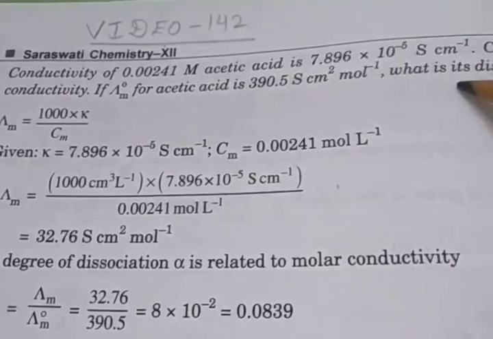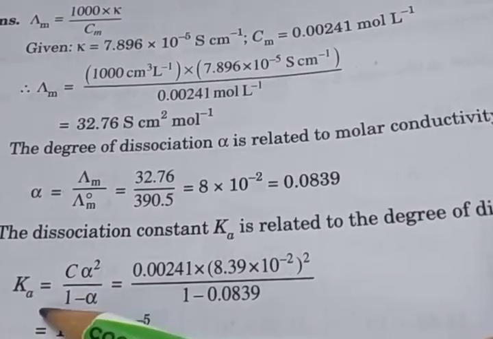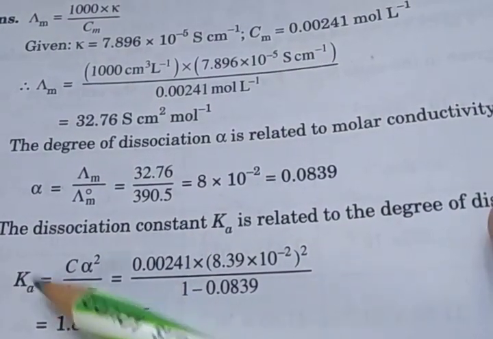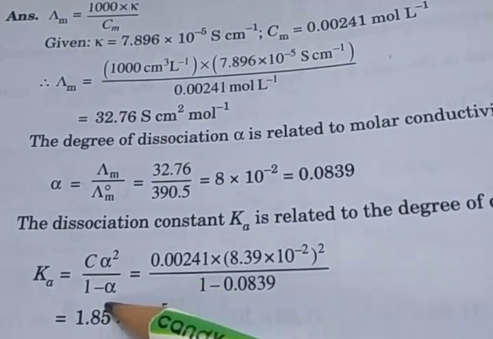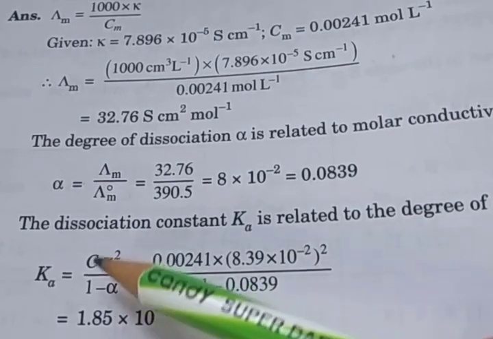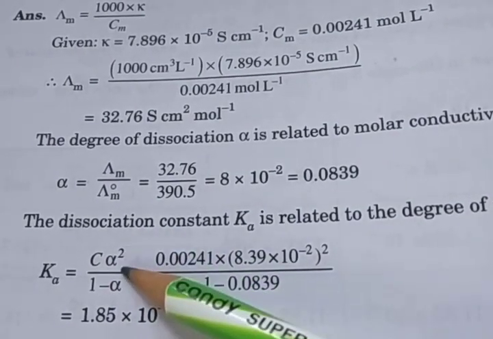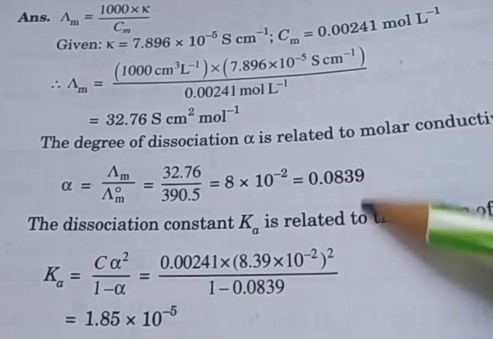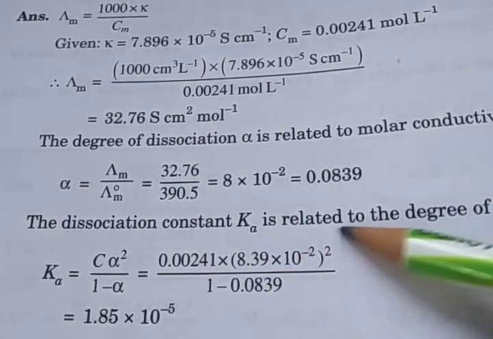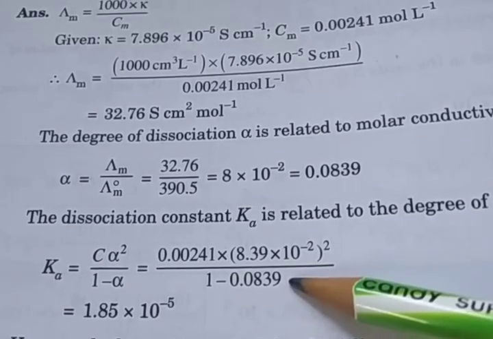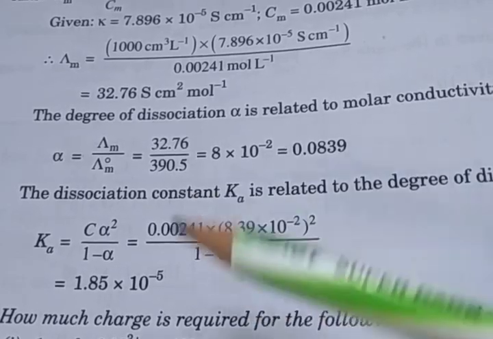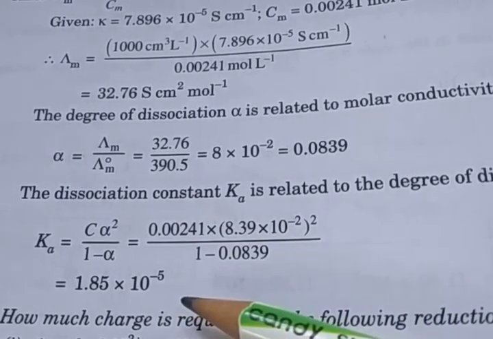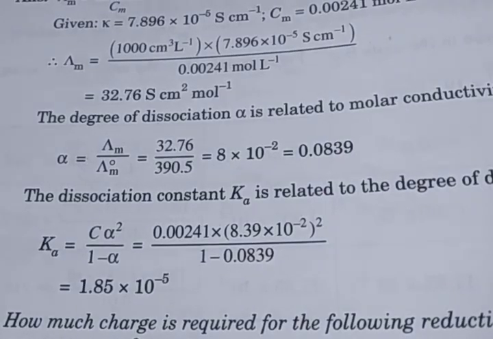Then in the question, what is its dissociation constant? Dissociation constant is Ka, and alpha represents degree of dissociation. So Ka is equal to C alpha square divided by 1 minus alpha. C, concentration, is given in the question, alpha we have found, 8.39 × 10^-2 squared, divided by 1 minus 0.0839. So calculate, and 1.85 × 10^-5 is the dissociation constant value.